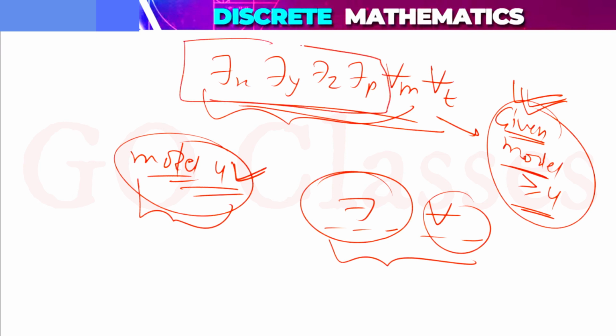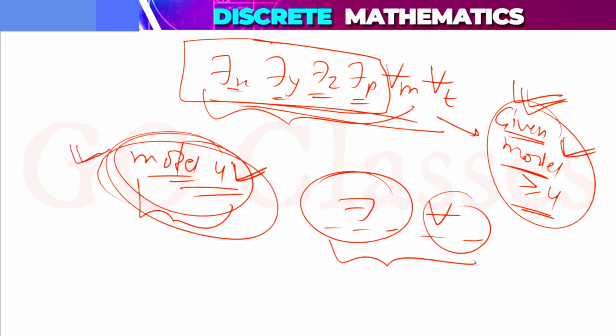This is coming because of this: there exists x, there exists y, there exists z, there exists p. Because of this, I can guarantee that if it is given, then a model of size 4 also will be there. This type of example we have done actually, and this was your GATE question. The GATE 2017 question was actually this.